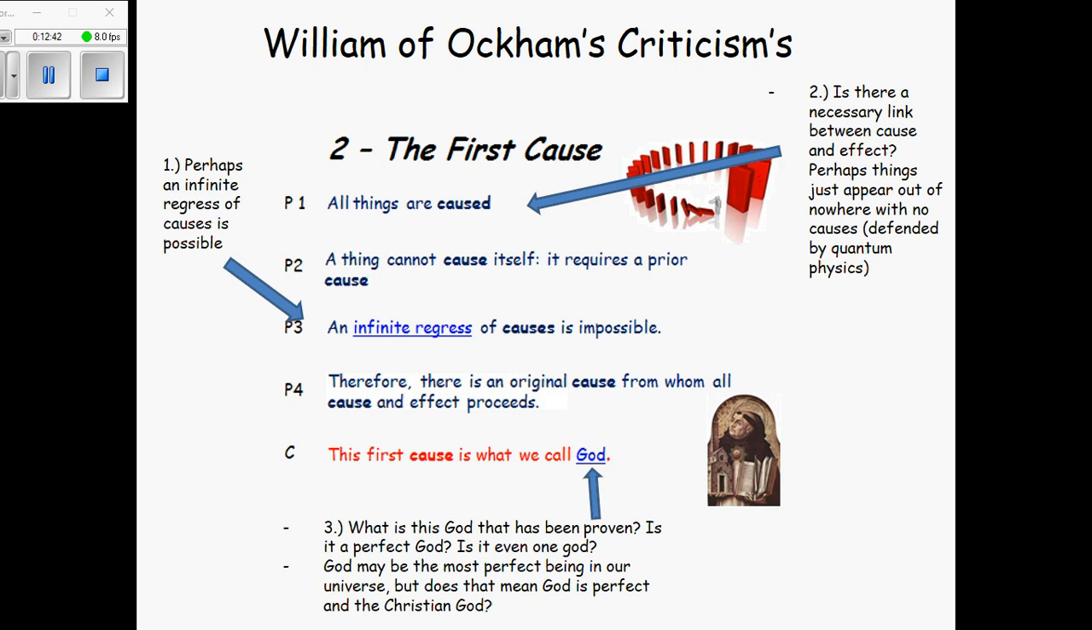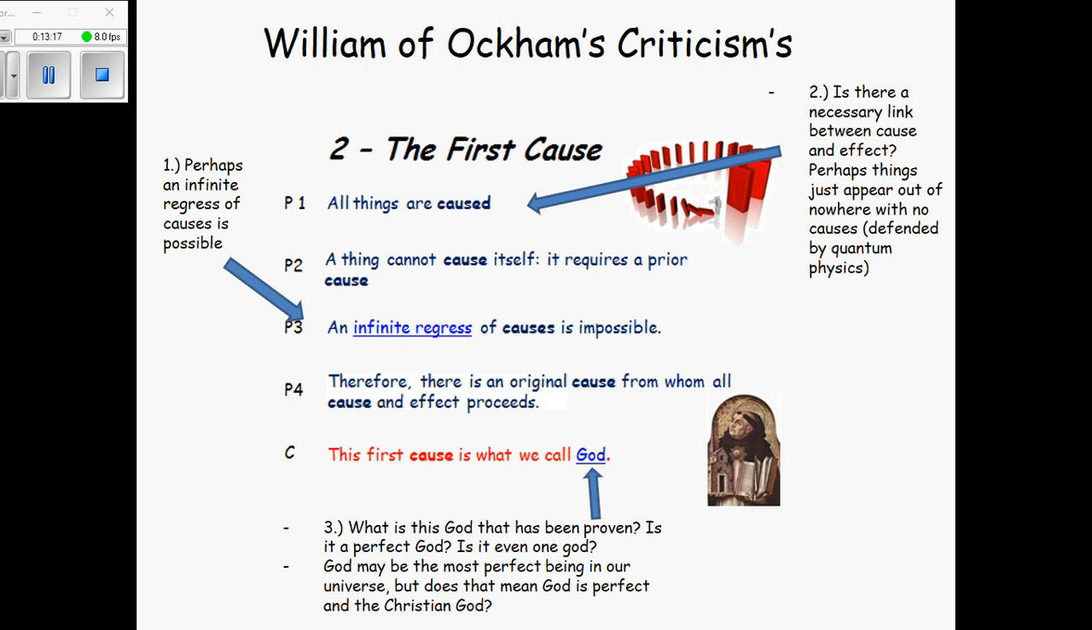So, let's look at the first one. All things are caused. So, he says, is there a necessary link between cause and effect? Maybe some things aren't caused. Maybe some things just appear out of nowhere. Maybe things just don't need a cause. Maybe it's simply that everything that we see needs a cause. Now, quantum physics suggests that actually cause and effect doesn't really work. Some things seem to appear out of nowhere. So maybe this argument is disproved by quantum physics.